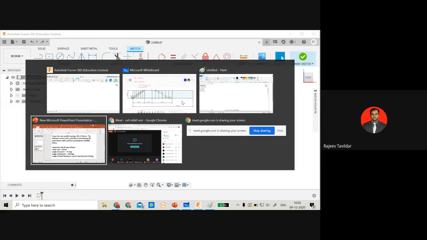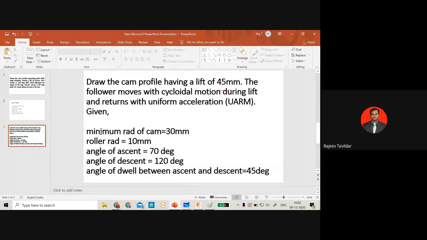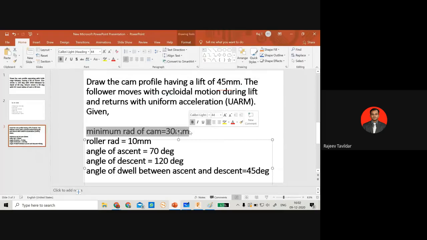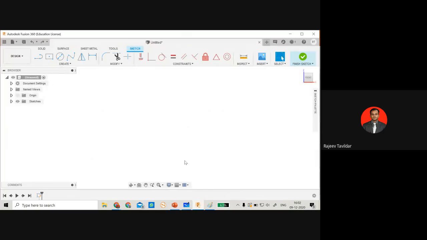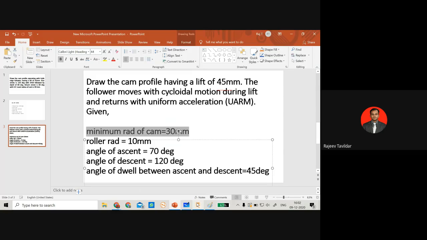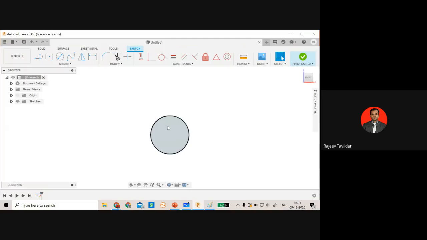So for cam profile construction, let us see what we have. We are having a minimum radius of the cam as 30 mm. That means 60 mm diameter. I need to draw a circle here for the cam profile. Then they have given a roller radius. That means the follower type is not knife edge. It is a roller, and it is having a radius of 10 mm. So I'll just draw the initial position of the roller. I'll assume that it is at the vertically upwards position.